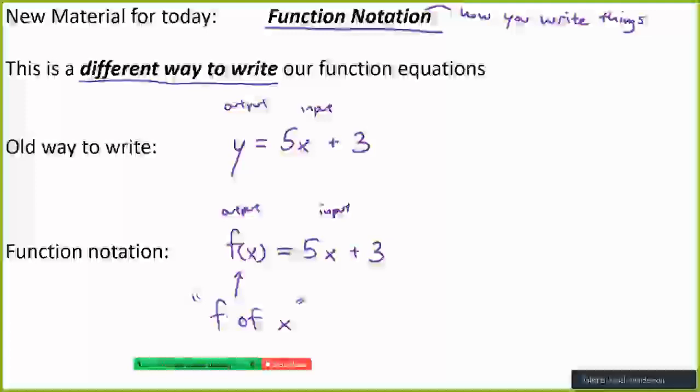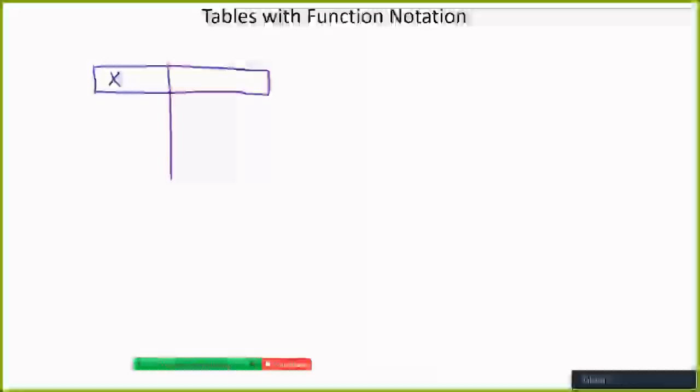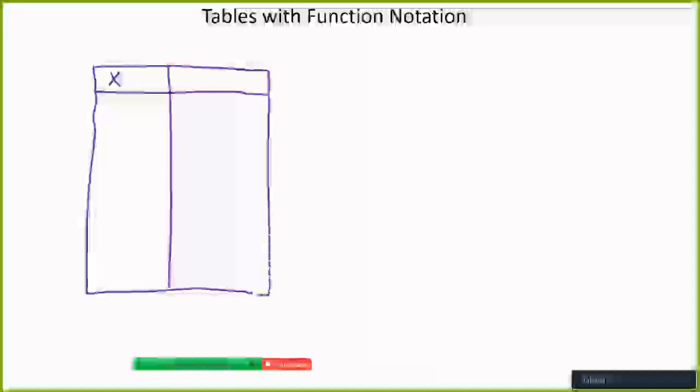So y equals 5x plus 3. I want to look at how we do function notation with a table. Tables with function notation. We've been using tables, and we like to put the input first. So I'm going to say x first. Make a table with me, please. Follow along. And let's just put some spaces here. We're going to fill it up with some numbers in a minute. Our output, instead of y, I'm going to write as f of x.